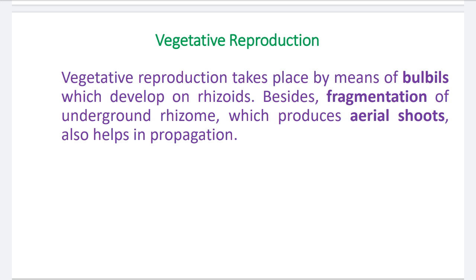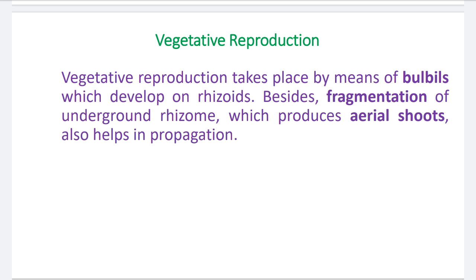Vegetative reproduction takes place by means of bulbils which develop on rhizoids. Vegetatively reproductive organs are the bulbils which are developed on the rhizoids. When these bulbils mature, they germinate individually and they produce the new gametophytic plant body. So bulbils are the vegetatively reproductive organs in the Polytrichum.